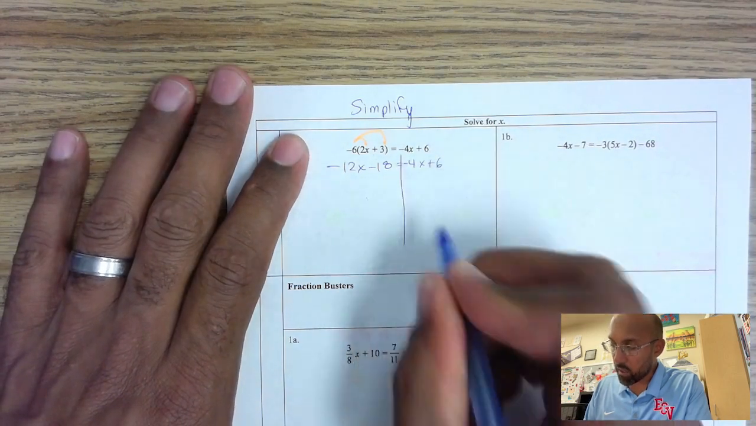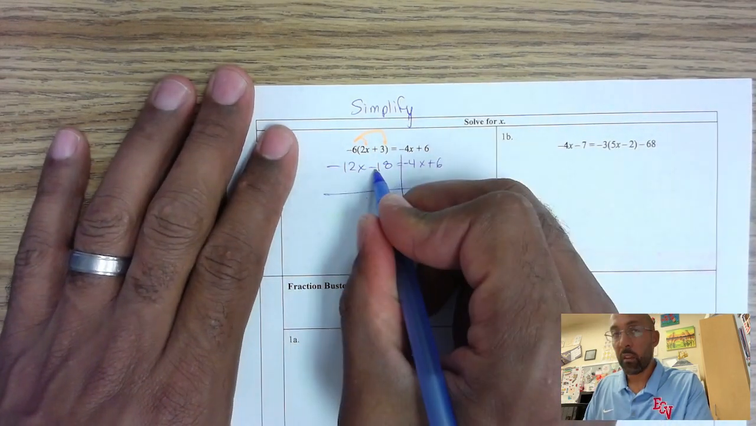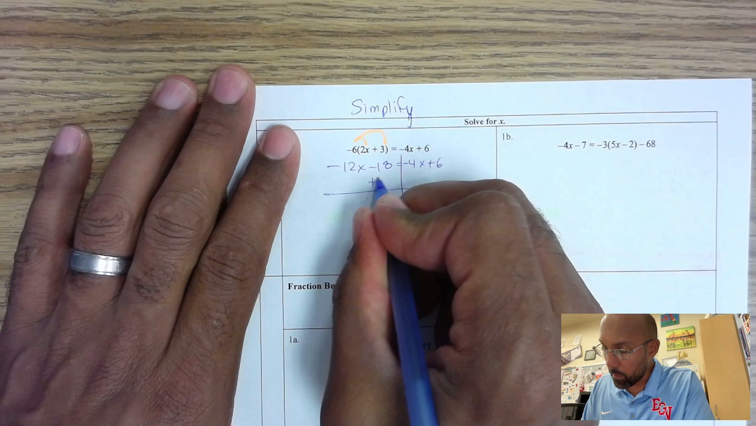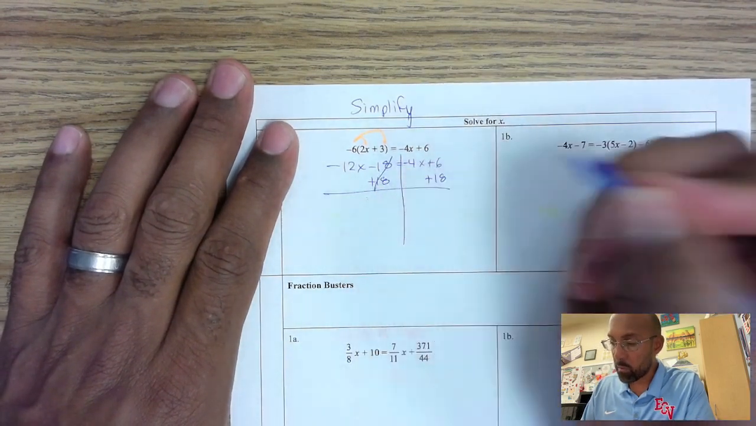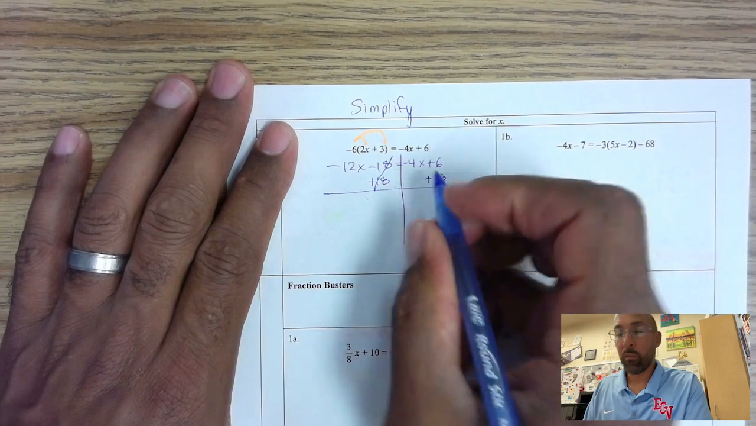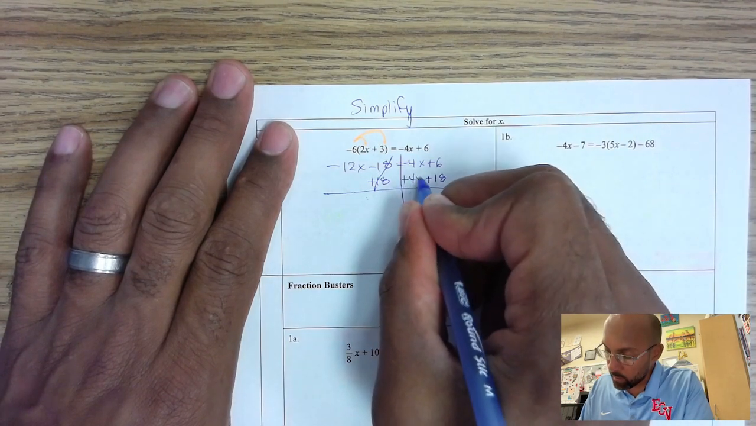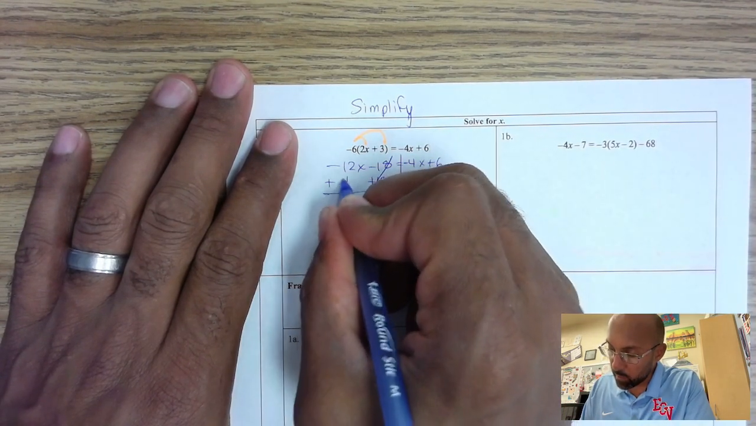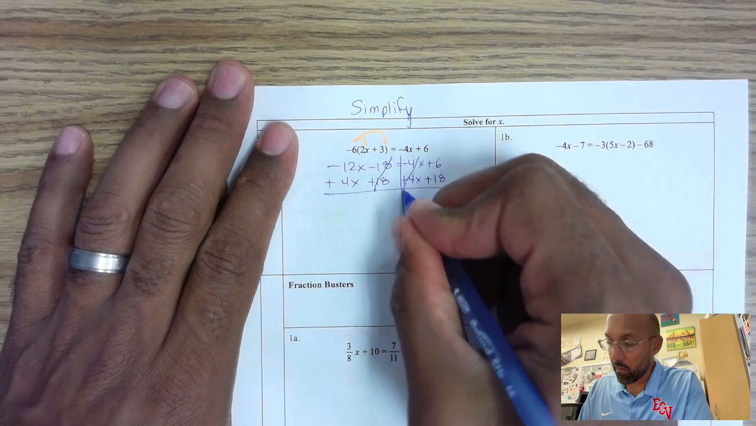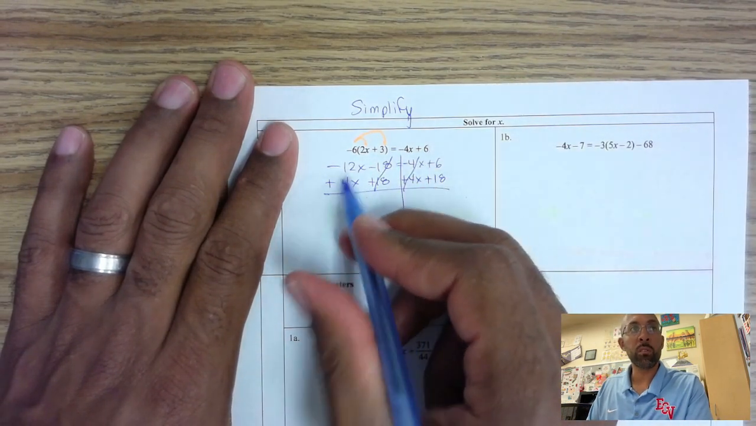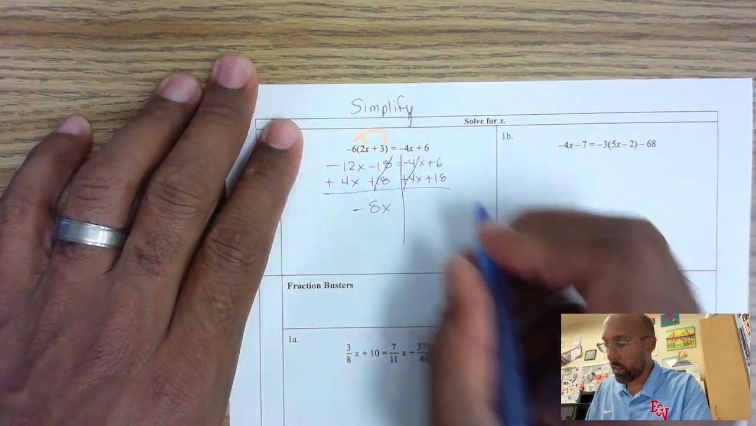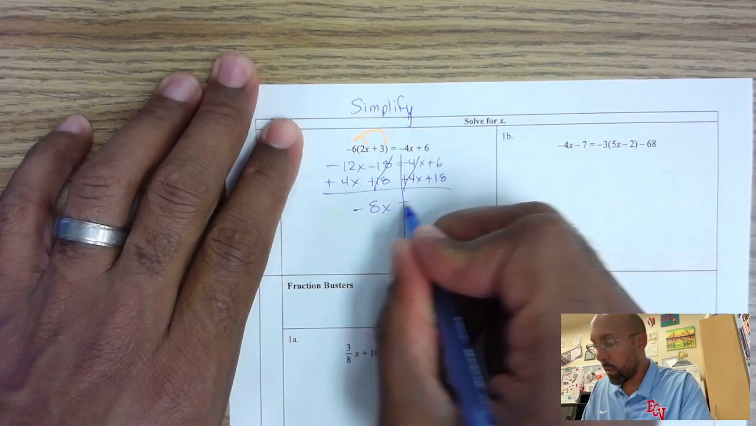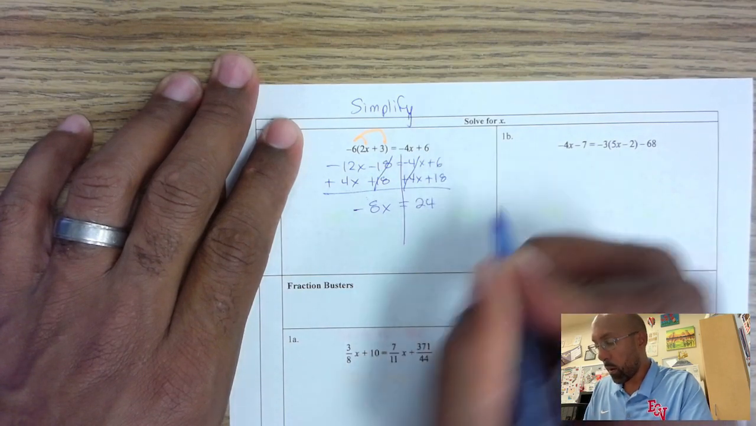Now again, remember we talked about inverse last time. The inverse of negative 18 is plus 18, so we add 18 this time instead of subtract. And now we have a negative 4x, so we add 4x instead of subtracting 4x like we did last time. Negative 4x plus 4x, those both become 0. Negative 12x plus 4x is negative 8x. 6 plus 18 is going to be 24.